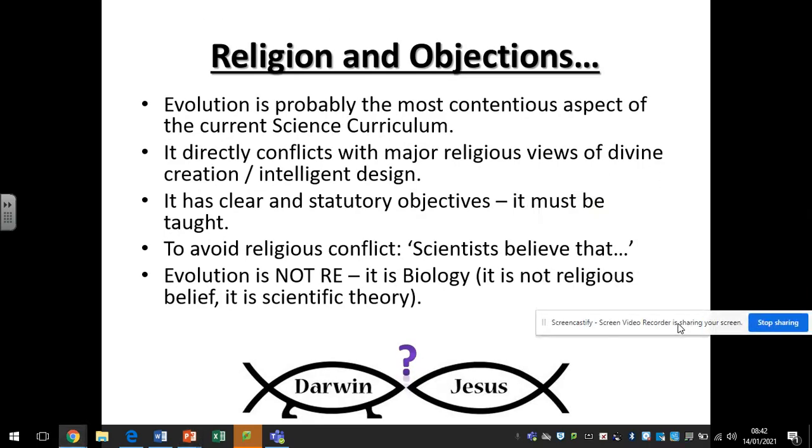Religion. Evolution is probably the most contentious aspect of the current science curriculum. It directly conflicts with major religious views on divine creation and intelligent design. Don't stay clear of it. Remember, evolution is not RE, it's biology. So you can always start off by saying scientists believe that.